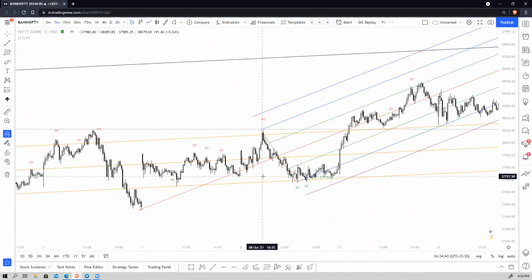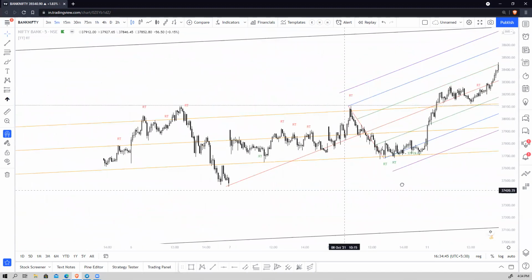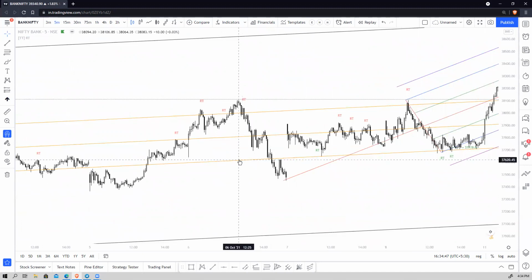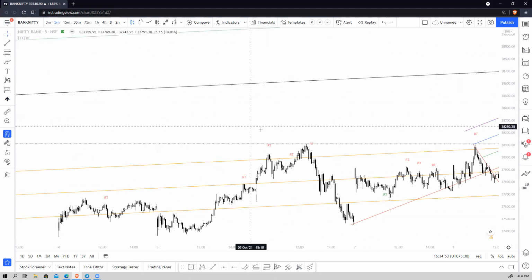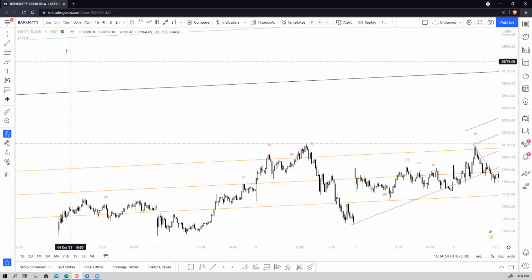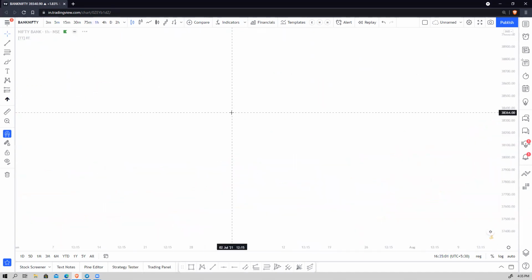So this is 6th October. Yeah, no, 8th. This one. Yeah, 6th October. See, you got an RT here. You know that you got an RT there. You got an RT there. And once this candle is closed, it came up and retested at this level, 6th October.